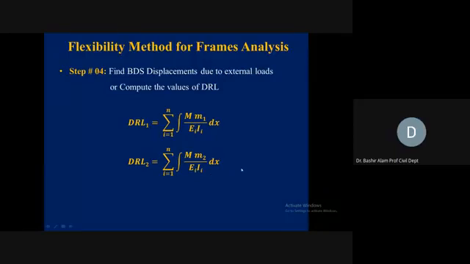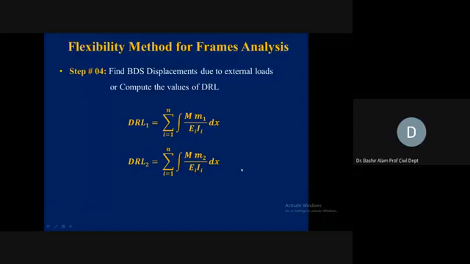So it will involve writing the moment equations, then finding the product of these moments, then integration, putting in the limits, and then the summation of all these effects. This way you can compute DRL1 and DRL2.